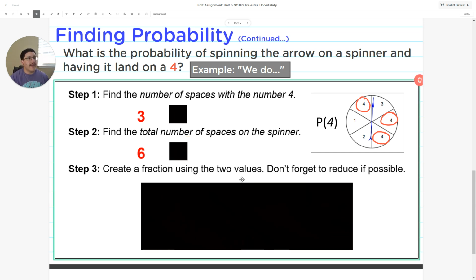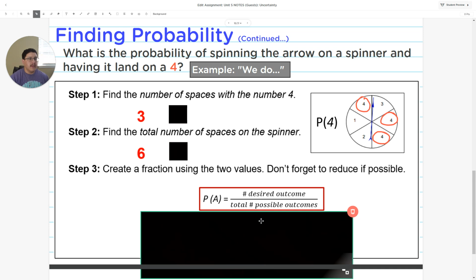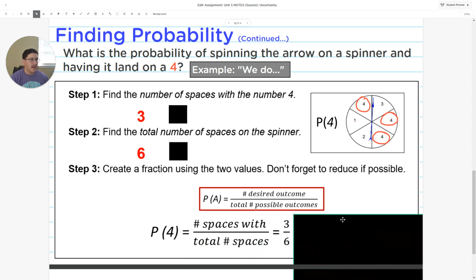Now we're going to create a fraction using the 2 values, and don't forget to reduce if possible. So again, the fraction is the number of desired outcomes, which in this case is the number of spaces with the number 4, divided by the total number of possible outcomes, which in this case is the total number of spaces on the spinner, 6. So now, 3 divided by 6 is what we initially have.